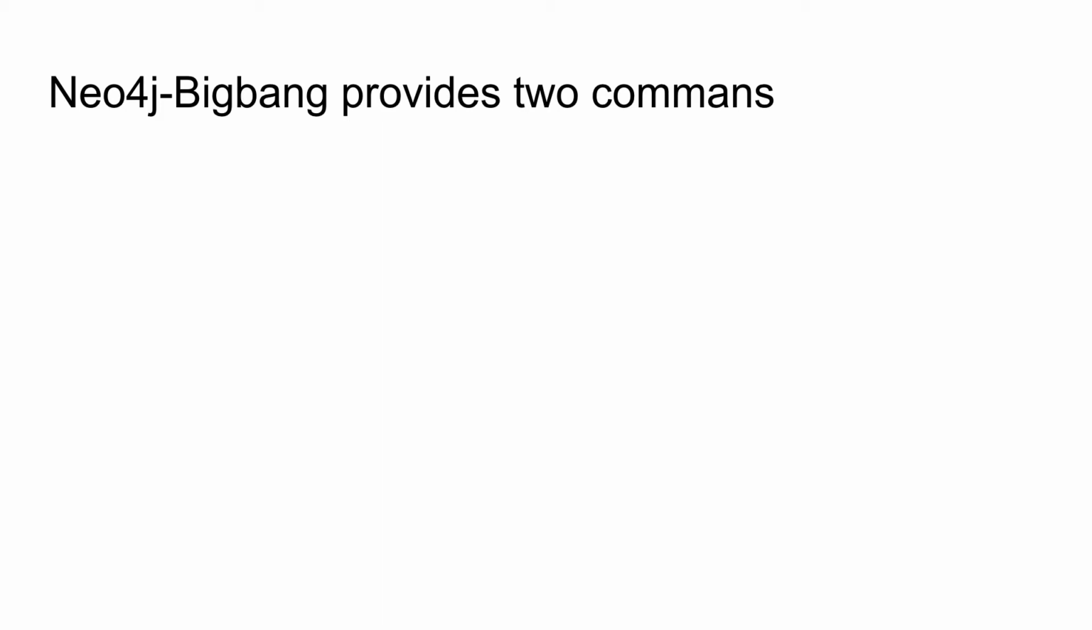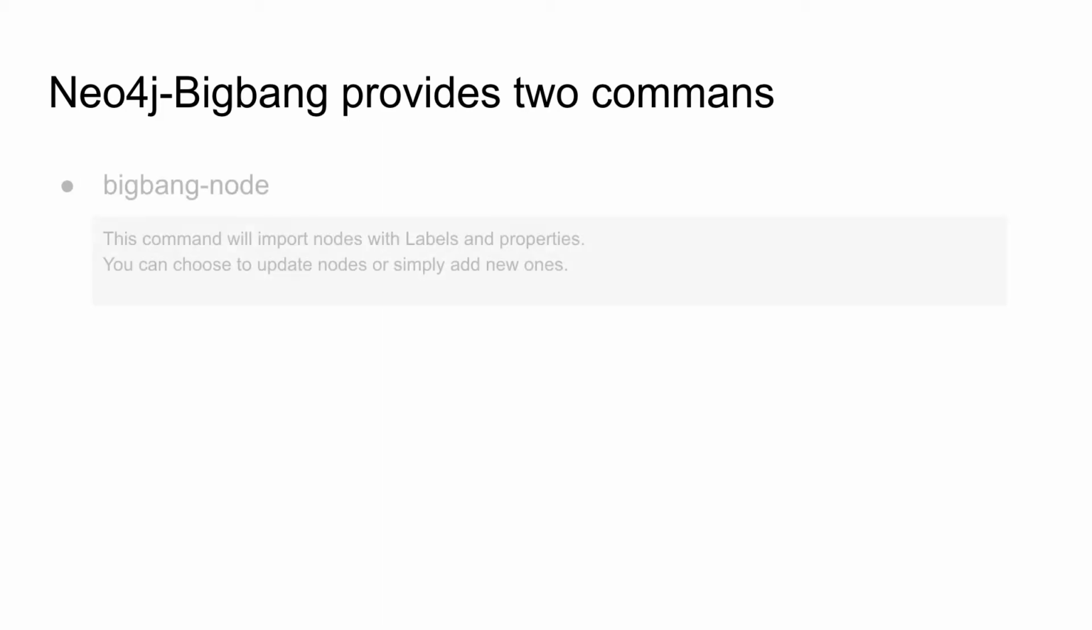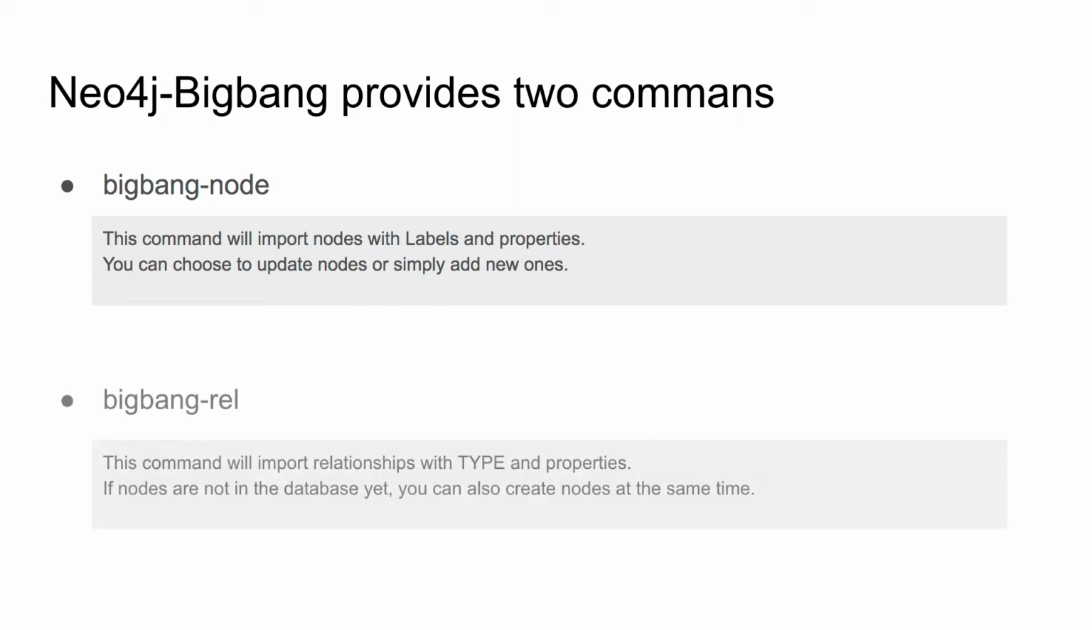Neo4j Bigbang provides two commands. Bigbang node. This command will import nodes with labels and properties. You can choose to update nodes or simply add new ones. Bigbang rel. This command will import relationships with type and properties. If nodes are not in the database yet, you can also create nodes at the same time.